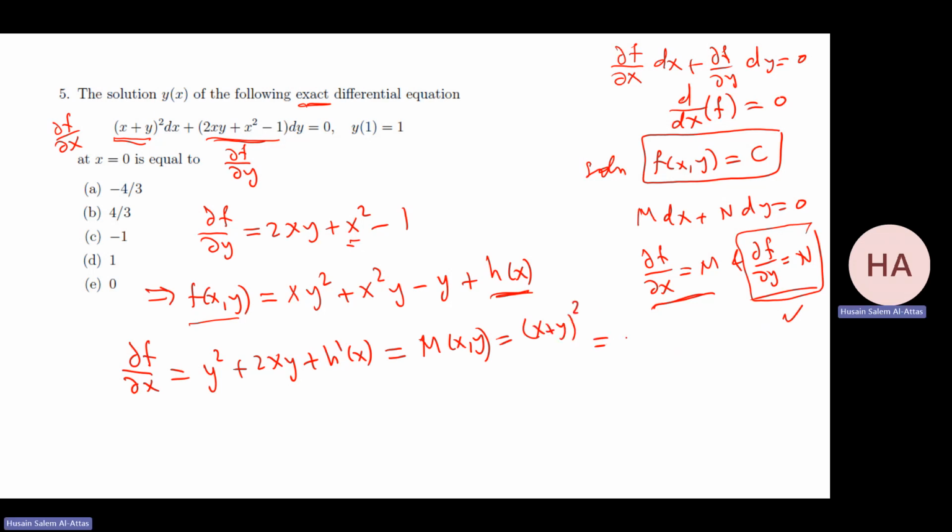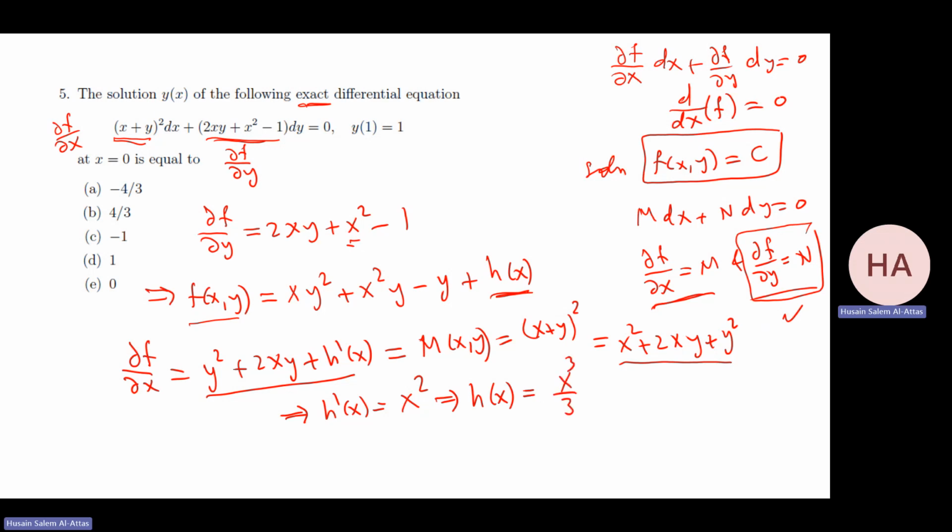What is this? This is x squared plus 2xy plus y squared. So I compare this with this, and we're getting what? H prime of x equals x squared. And this is a checkpoint: this should be only a function of x. If we use the other one, then I get the constant function of y only. That will be h of x equals x cubed over 3.